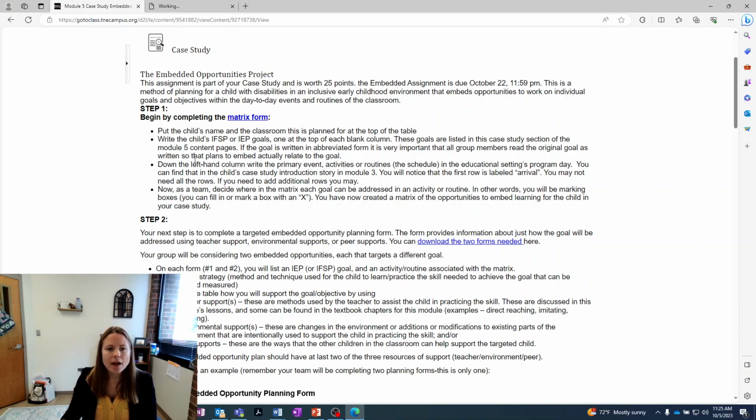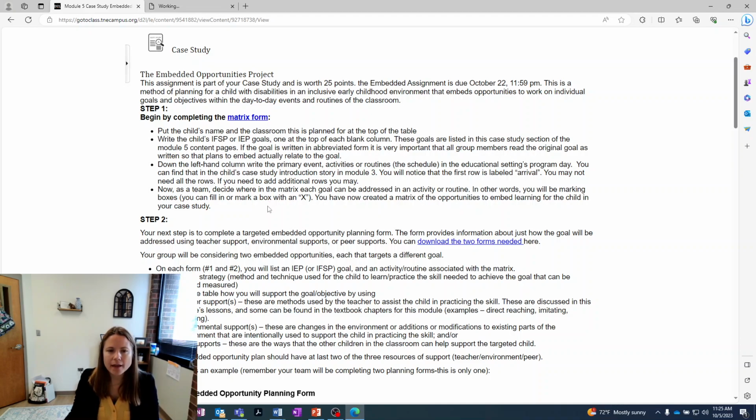into the goal. On the left column, you're going to write the primary event or activities or routines, basically your schedule for that program. And then you're going to find the child's case study introductory story in module 3. Okay, that's where you had all the child's information. You may not need all the rows, but if you do need all the rows or you need extra, you can add them.